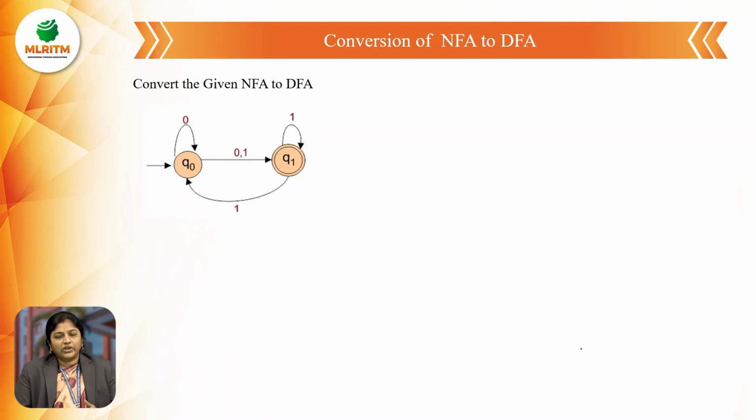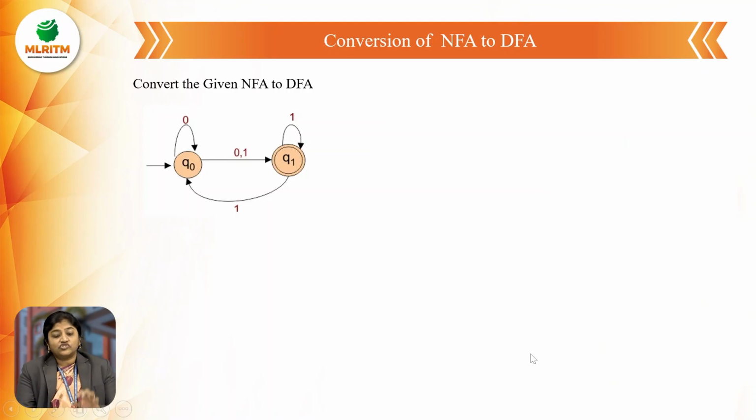Okay, so now we'll convert an NFA into a DFA. So this is the problem given. Convert the given NFA to DFA. Q0 on 0 is going to Q0 also, and it is going to Q1 also. And Q0 on 1 is reaching Q1. Q1 on 1 is going to Q0 also, and it is going to Q1 also.